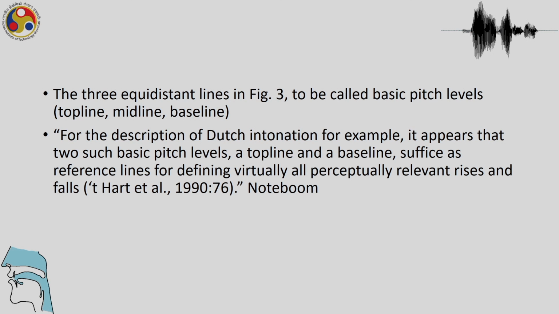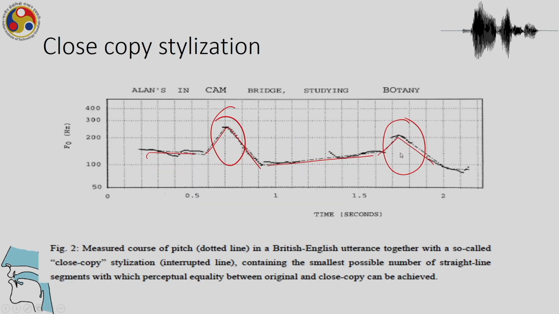For the description of Dutch intonation, for example, it appears that two such basic pitch levels, a top line and a baseline, suffice as reference lines for defining virtually all perceptually relevant rises and falls. So, a top line and a baseline. If you just take into account that this is the baseline, a little above 100 hertz, and that the top line moves all the way between 200 and 300 hertz, you have your most significant pitch events there, the prominent part.